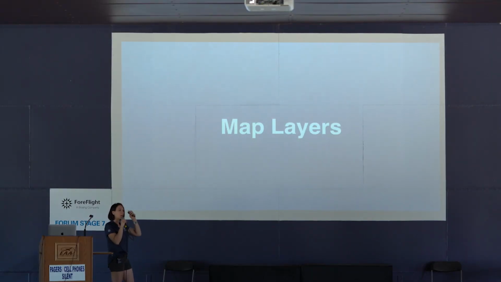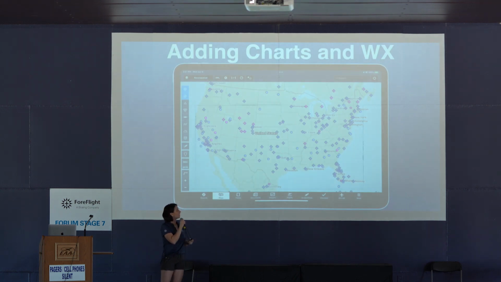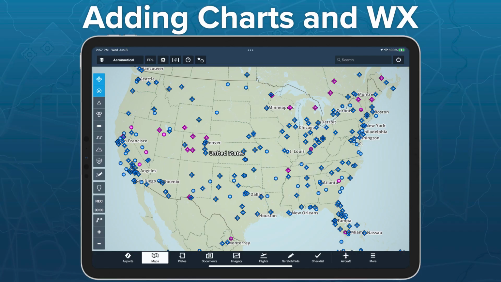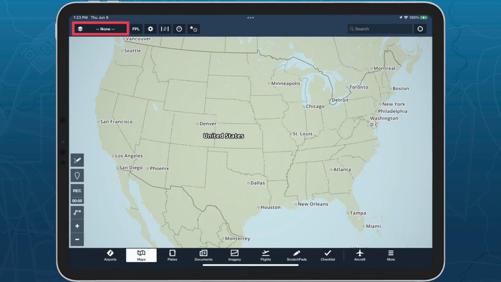All right, next up we're going to talk about map layers. You can add different charts and weather to the maps page. And this is nice because you can customize it to what you want to see and really preflight or pre-plan for your route. So we'll make our way over to the maps page. You'll see that at the bottom bar. And then at the top left-hand corner, we're going to tap on the Layer Selector button. That button looks like a stack of papers right there.